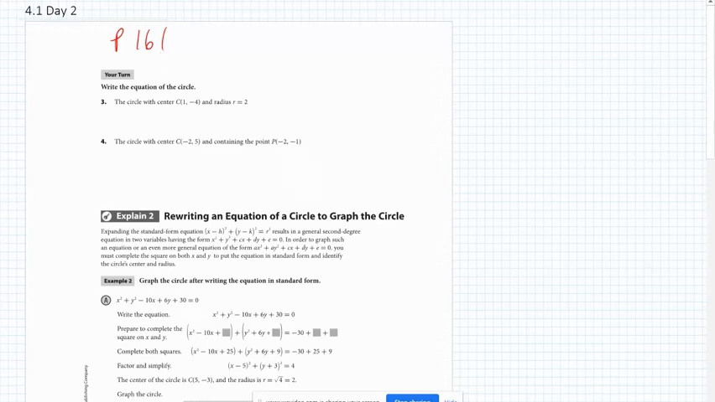Okay, today's lesson is a continuation of what we started yesterday, which was equations of circles. So before we get into any new material, I would like to have you review what you learned yesterday and try problems 3 and 4 right now. So go ahead and pause your video. Try problems 3 and 4 on page 161.